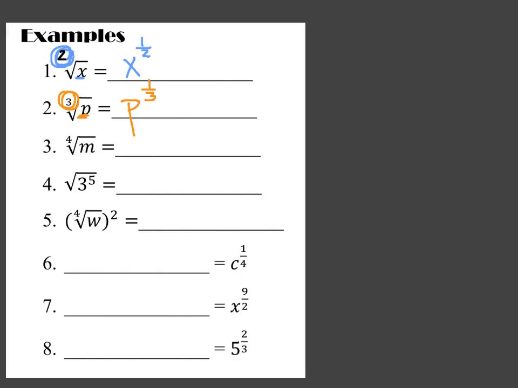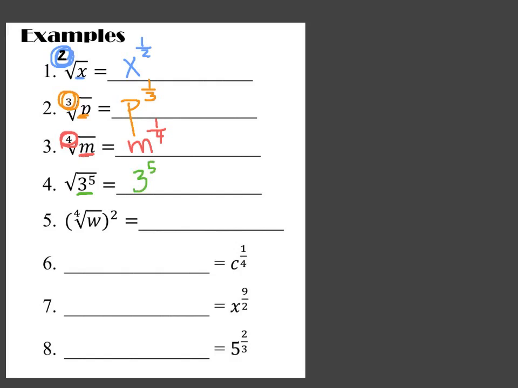Look at number 3. My radicand was m, that becomes my new base. My index was 4, so I make that into my fractional exponent. Now, number 4, here we go. This is where it gets kind of interesting and fun. When I look at this, my radicand is something that already has an exponent, but that's okay. I'm going to use that as my base, 3 to the power 5.